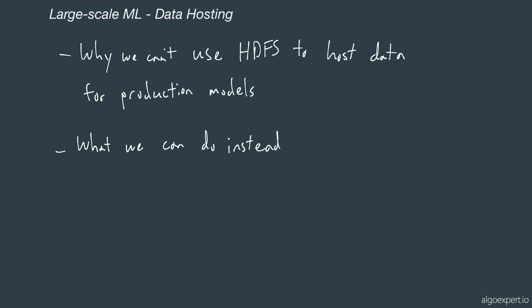So in this video, we talked about why we can't use HDFS to host data for production models, and we also talked about what we can do instead. We can't use HDFS because of the strict latency requirements that many models need to abide by in a production setting, and what we can do instead is typically use a distributed cache or an in-memory database if our data is small enough. That wraps up the data hosting video in the large-scale machine learning section of ML Expert.